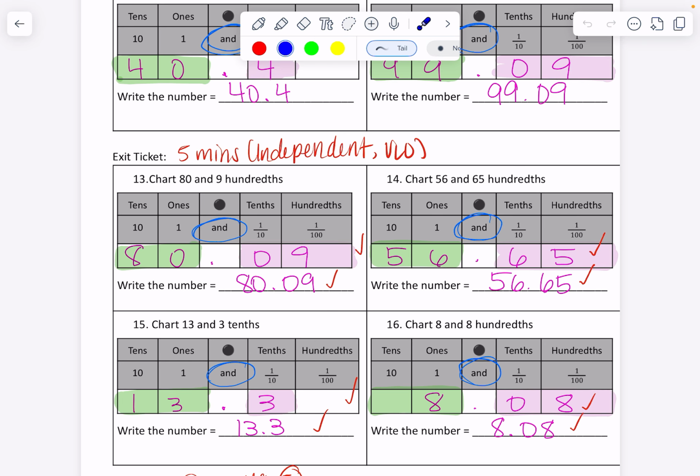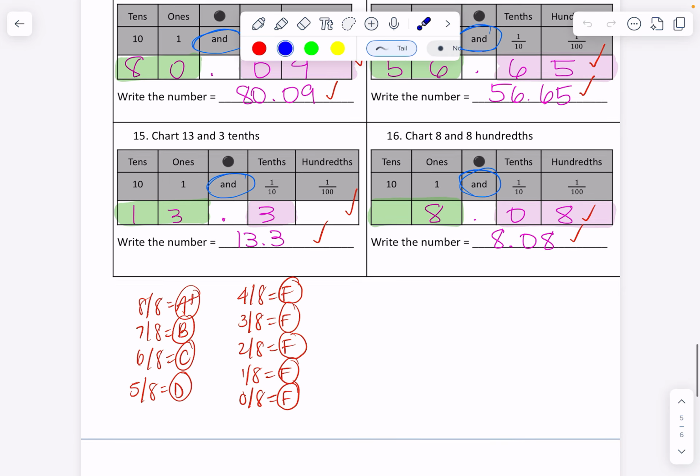And so they'll get 2 points for every question. Did they write the number correctly in the place value chart, and then did they write it correctly in standard form? So that is a total of 8 points.